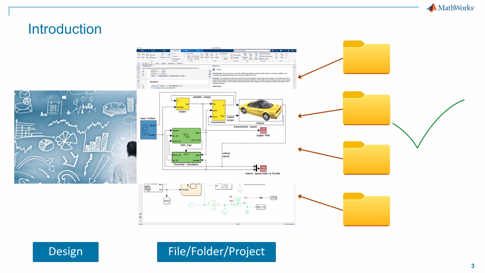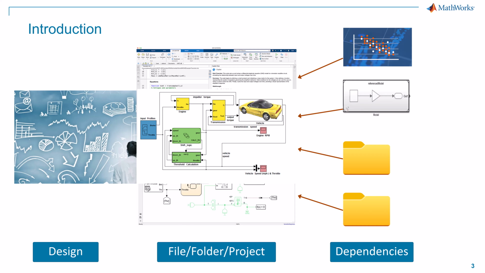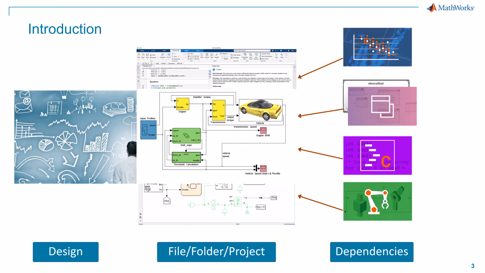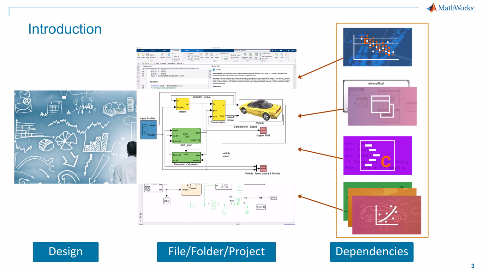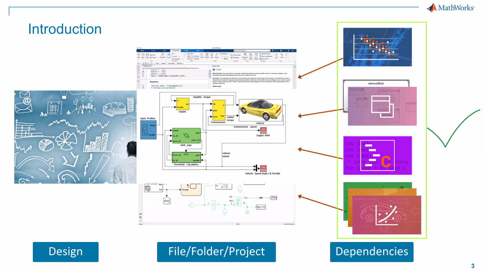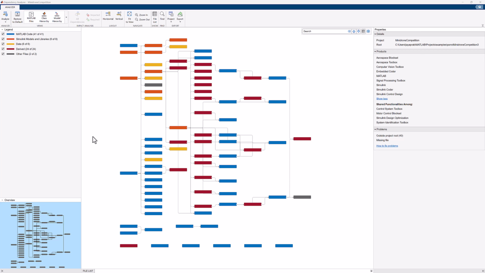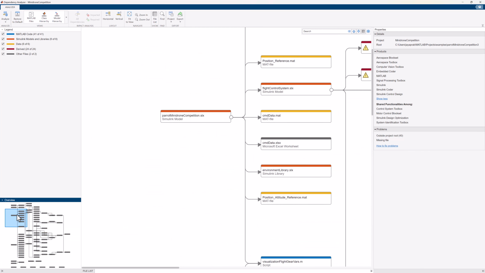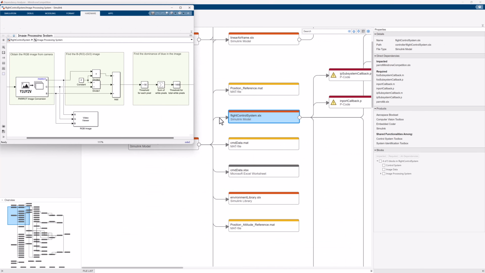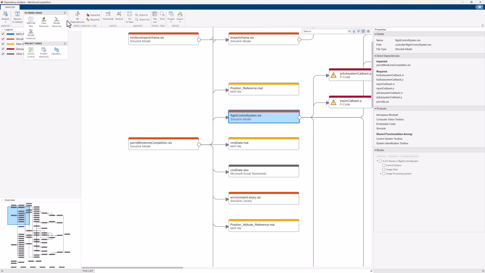These are called dependencies. Dependencies can include data files, model references, libraries, C or C++ code, or required products and add-ons, etc. Understanding these dependencies is important to make sure your project works smoothly without any missing files or errors, especially when the project is big and complex. This is where the Dependency Analyzer comes in. It helps you explore your project dependencies in a visual and interactive way.